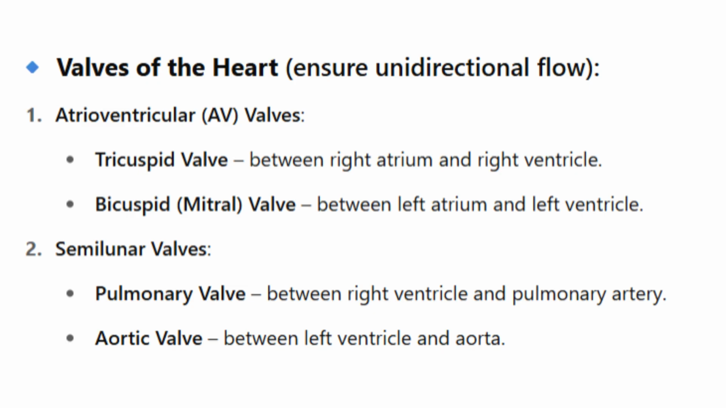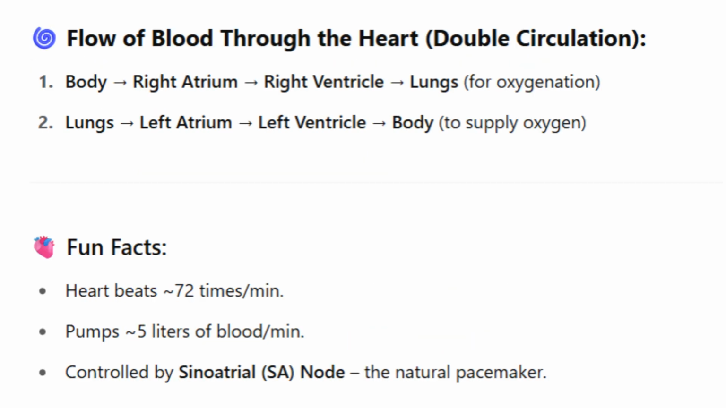Semilunar valves. Pulmonary valve: between right ventricle and pulmonary artery. Aortic valve: between left ventricle and aorta. Flow of blood through the heart, double circulation. Body, right atrium, right ventricle, lungs, for oxygenation. Lungs, left atrium, left ventricle, body to supply oxygen.